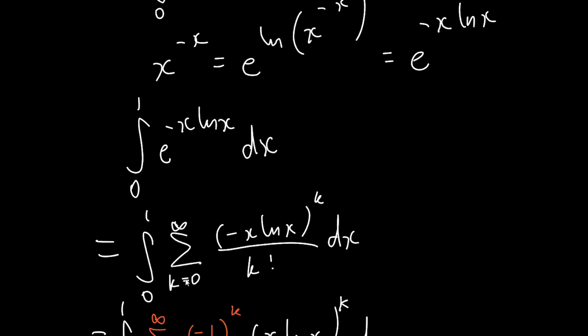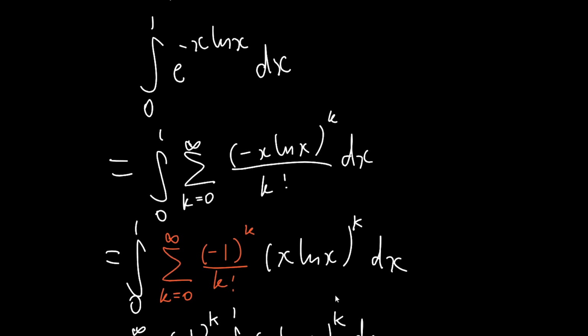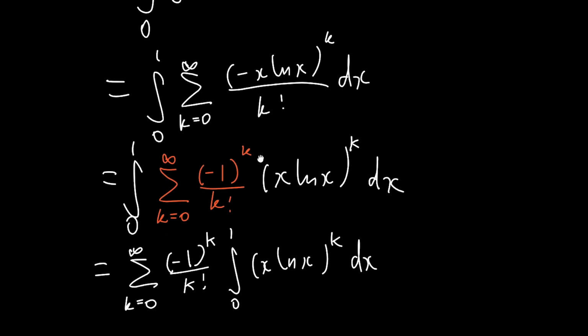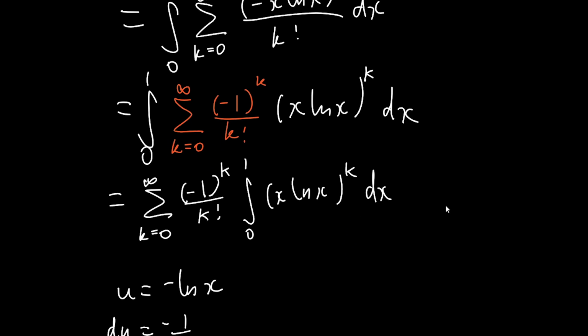So we have the sum from k equals 0 to infinity of minus x ln x to the power of k over k factorial. Now what we can do is take out the minus 1 to the k over k factorial from here, and take it out of the integral entirely. So we just have the integral of x times ln x to the power of k. And this is actually an integral that I've done before on this channel. It's a special case of the x to the m ln x to the n integral.